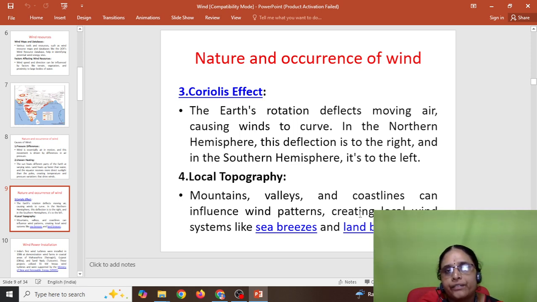And local topography is another reason for the occurrence of wind. Mountains, valleys and coastlines can influence the wind patterns, creating local wind systems like sea breezes and land breezes.